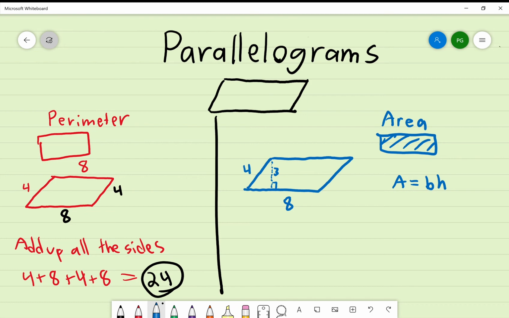Well, my base is really obvious. I know area equals base times height. Base has got to be the 8. I mean, bases are on the bottom. The 8's on the bottom. Okay, easy peasy. Base is 8. But what's my height? See, I'm confused here. Is my height going to be 3 or 4?